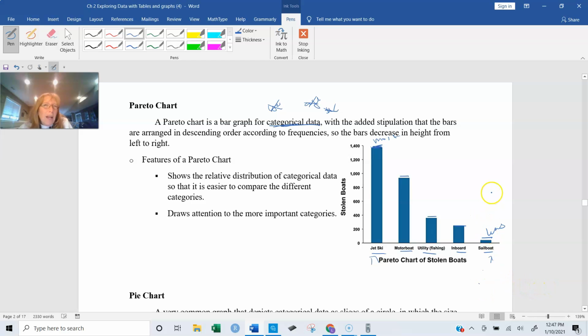Now, did this graph lie to you? I hope you said no, because look, it starts at 0. It's going up by 200 increments.